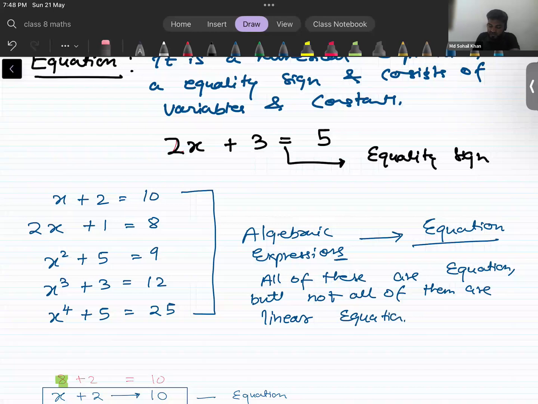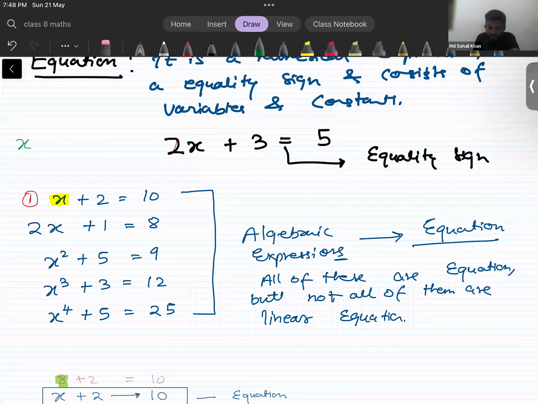See example number 1 here, that is x plus 2 equals 10. What is the power of the variable given here? What is the power of x here? You must be aware of the term power of the variable. What does the power of the variable mean?